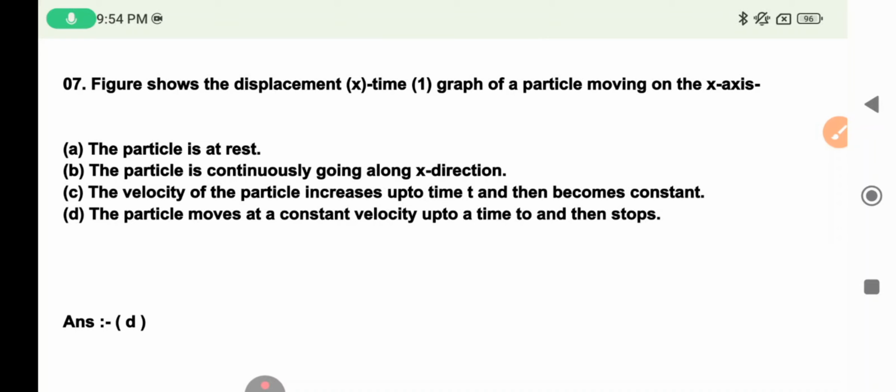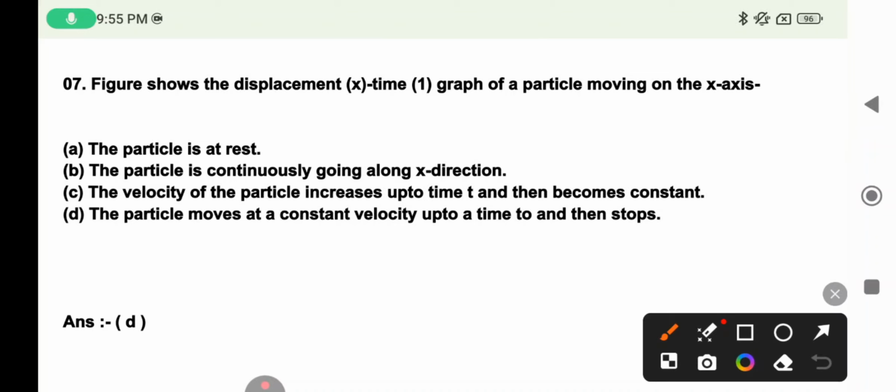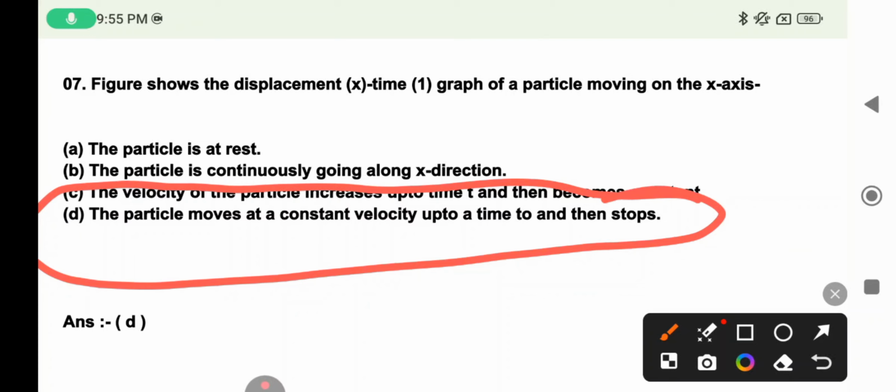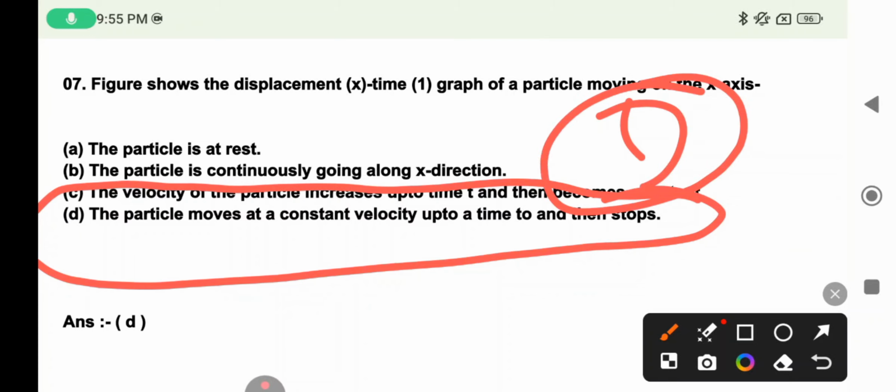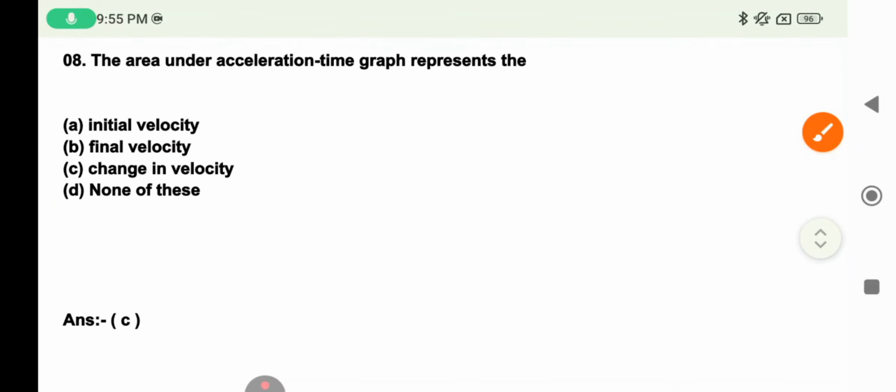option A the particle is at rest, option B the particle is continuously going along x direction, option C the velocity of the particle increases up to time t and then becomes constant, and option D the particle moves at a constant velocity up to a time and then stops. And the correct answer is option D, the particle moves at a constant velocity up to a time t0 and then stops. Now move on question number 8.